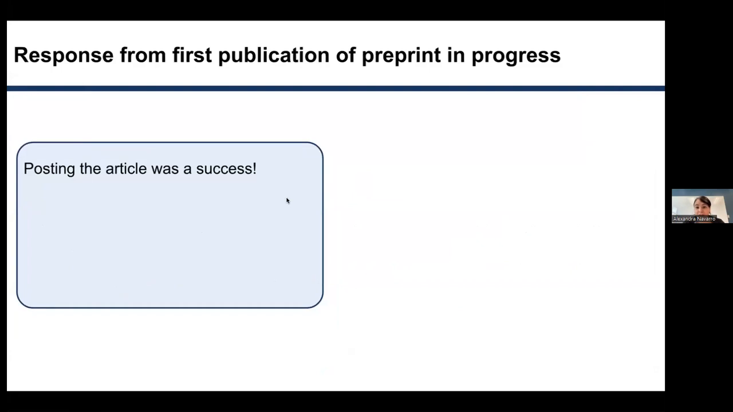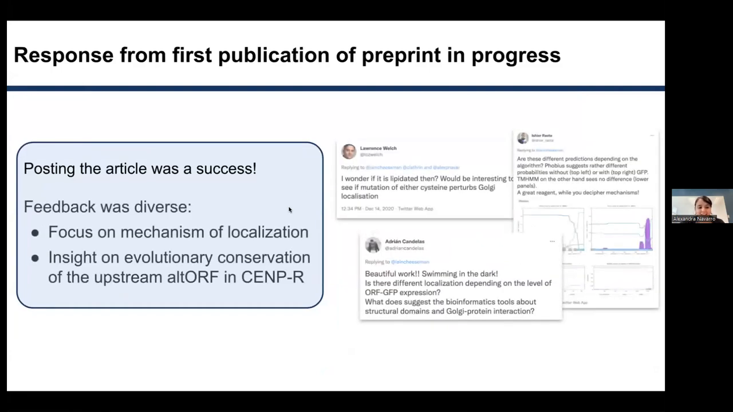And the posting of the first article was actually a great success, which was really exciting for us. What was really exciting is that we received a diverse array of feedback. And I want to highlight that this feedback is different from what you would expect from a peer review process, say if we had expanded on this work ourselves and submitted it or talked to one person. It allowed us to get people who were reading this out of interest in this concept of a preprint in progress, but also people who have more familiarity with how proteins get to certain structures in the cell. And so we were first really excited to see that other people also found this finding really interesting.